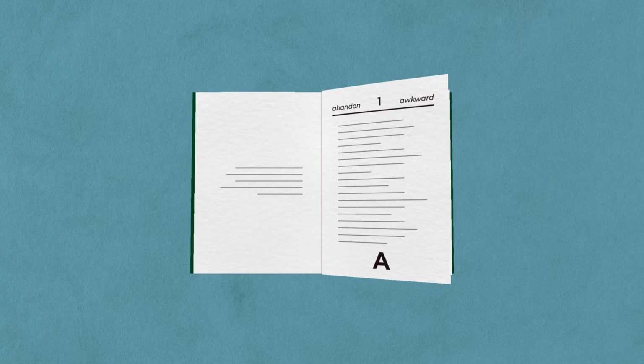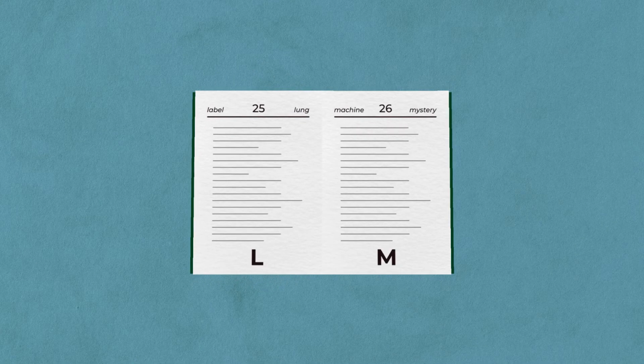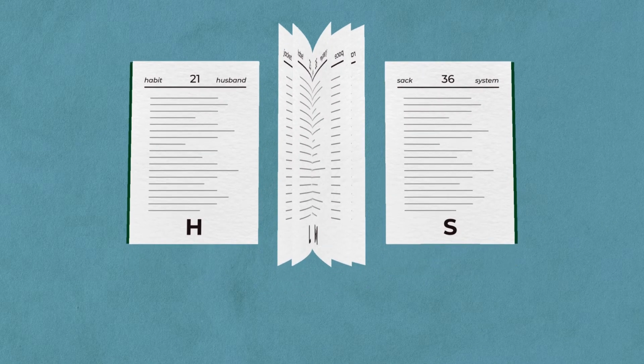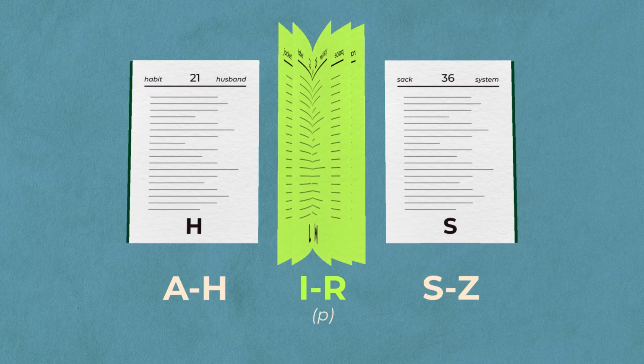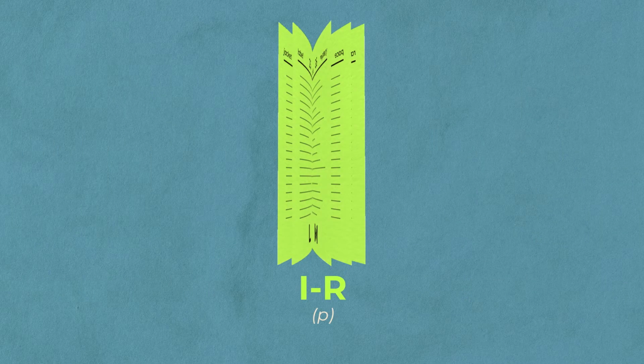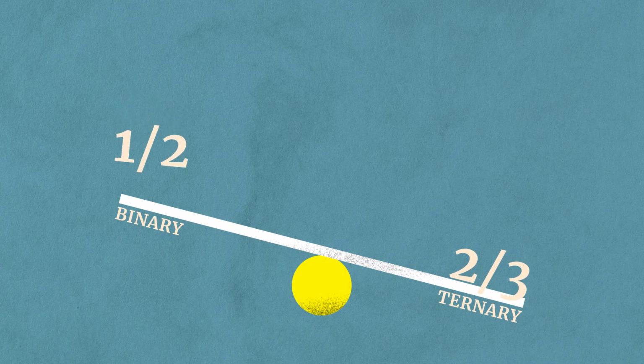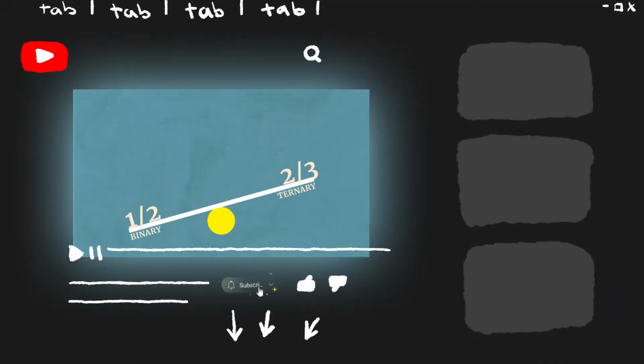And now, what if, instead of splitting the dictionary in half, we separate it into 3 equal parts? In this case, you will be able to throw away 2 out of the 3 parts of the book. This method is called ternary search. You may think, which one is better, binary or ternary search? While you're writing your answer in the comments, let me tell you.